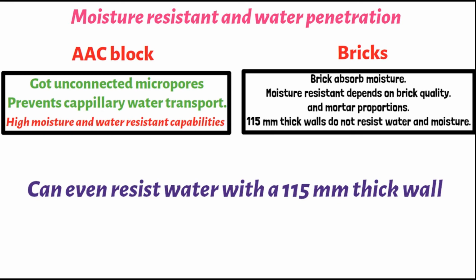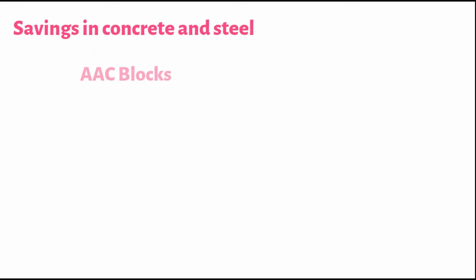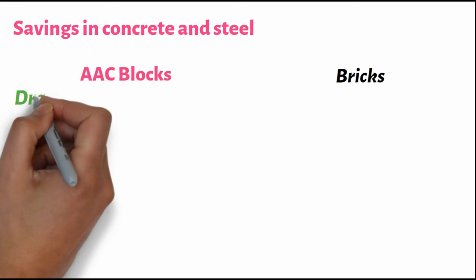And 115 mm thick brick walls do not resist water and moisture. But in the case of AAC blocks, they can resist water even with a 150 mm thick wall. Next is savings in concrete and steel.